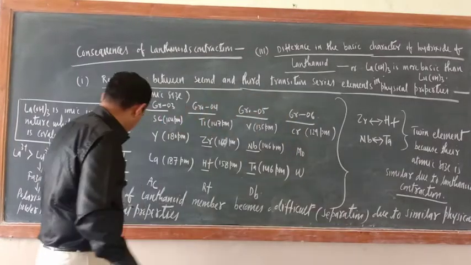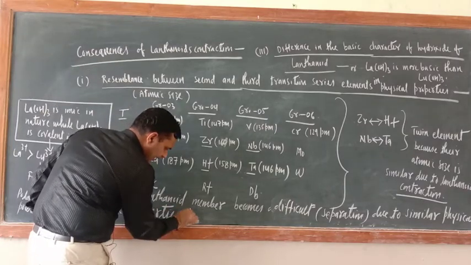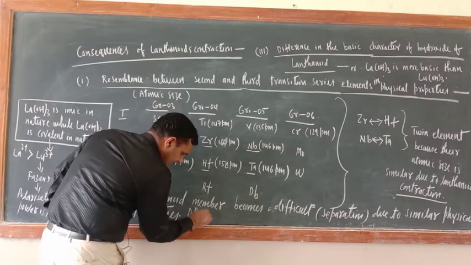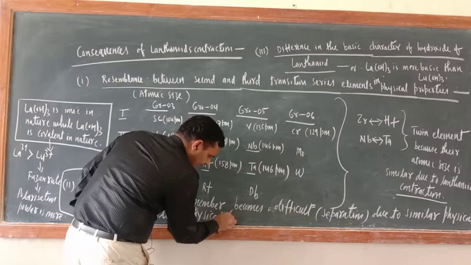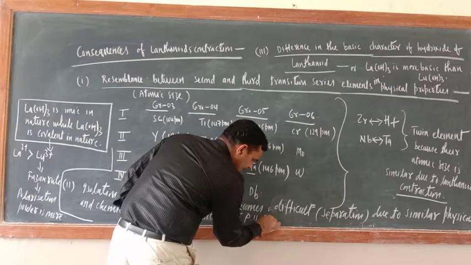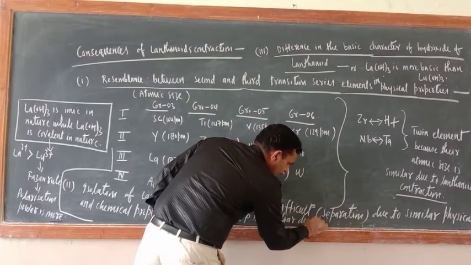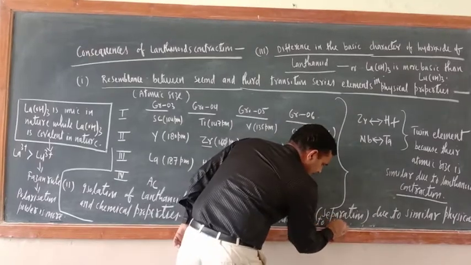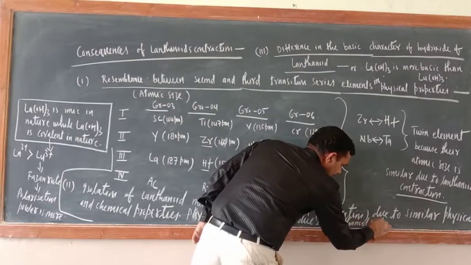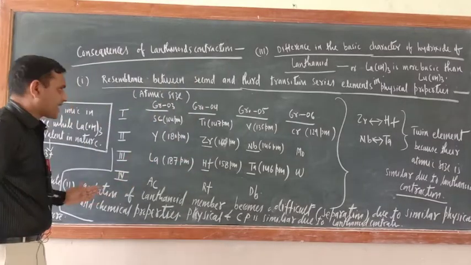Due to similar physical and chemical properties. Here you can write physical and chemical; I am using a short form. Physical and chemical properties are similar due to lanthanide contraction. So this was the second consequence.